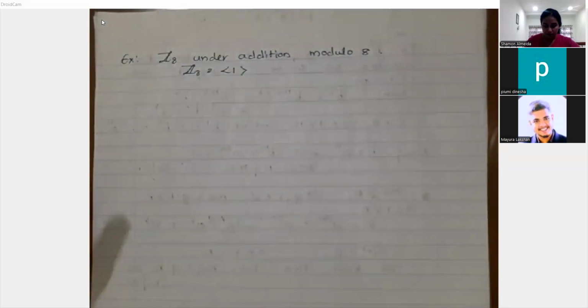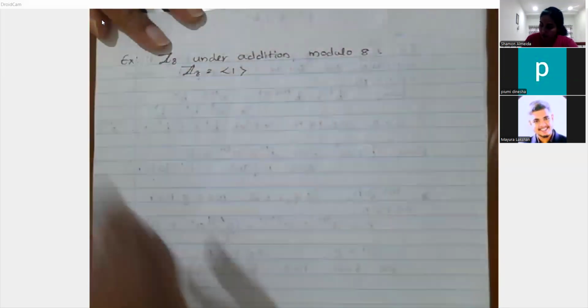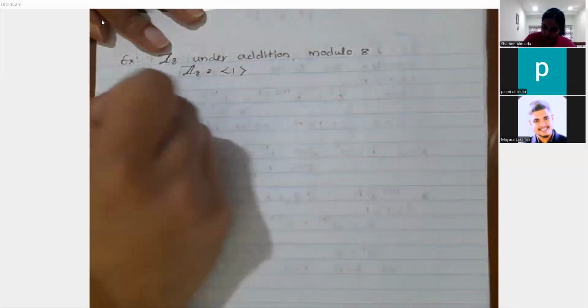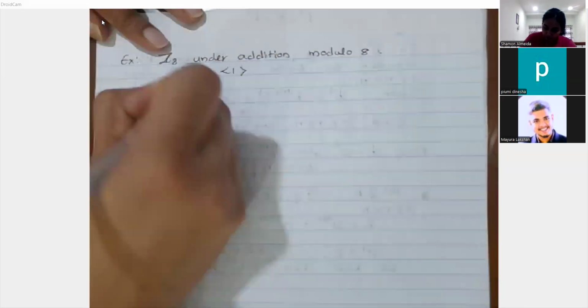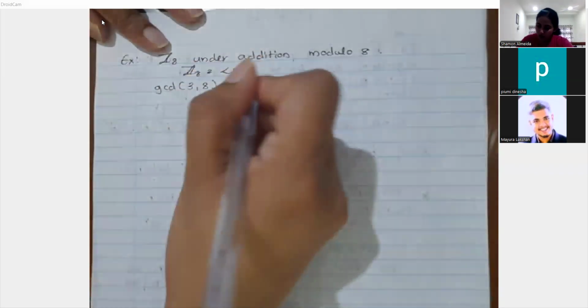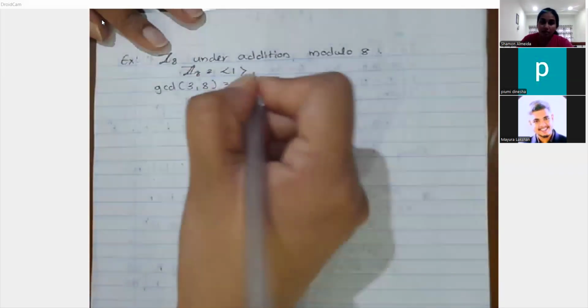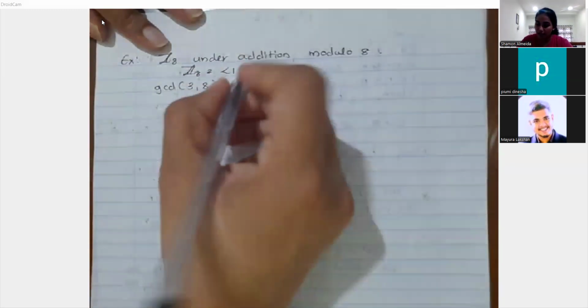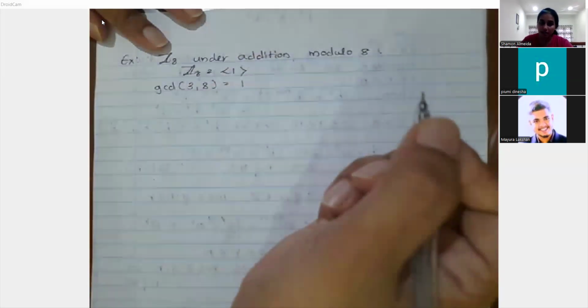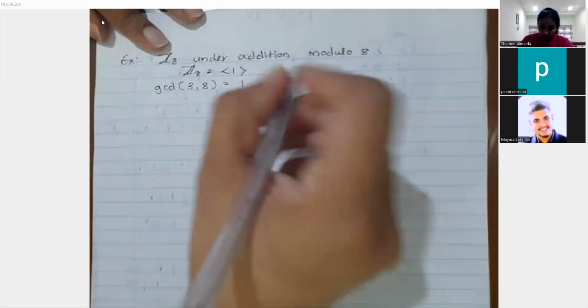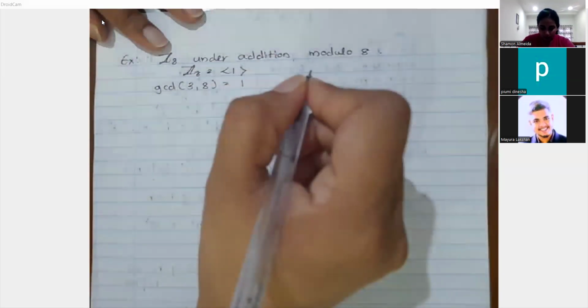Now, observe the greatest common divisor of, let's take 3 and 8. This is equal to what? The greatest common divisor between 3 and 8. 3 is a prime number. It does not divide 8. Therefore, those two are relatively prime. So the greatest common divisor is 1. Right? So what does this tell you?